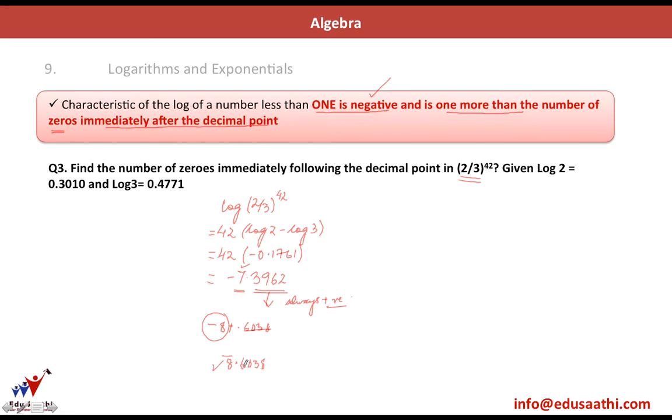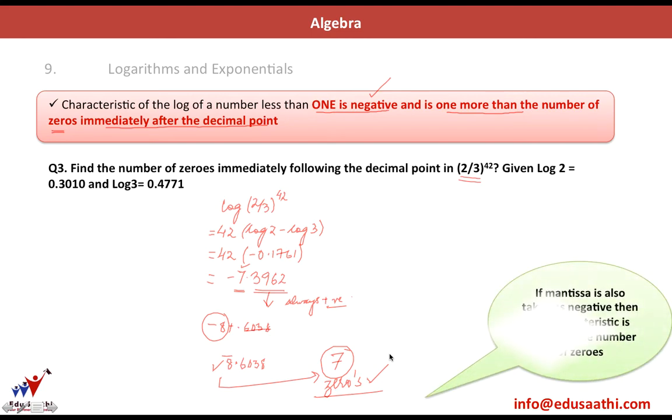So what is the characteristic that I'm getting? I'm getting it as 8. This is 1 more than the number of zeros. So the number of zeros that I will get would be 7. So I will have 7 zeros before any non-zero number and immediately after the decimal point. Another thing to remember is, if I take the mantissa as negative, which I have not done in this case, which I told you mantissa is always positive, but in case I take it to be negative, whatever is the characteristic, which is coming out to be 7, that will be equal to the number of zeros that you have. So it is the same thing.